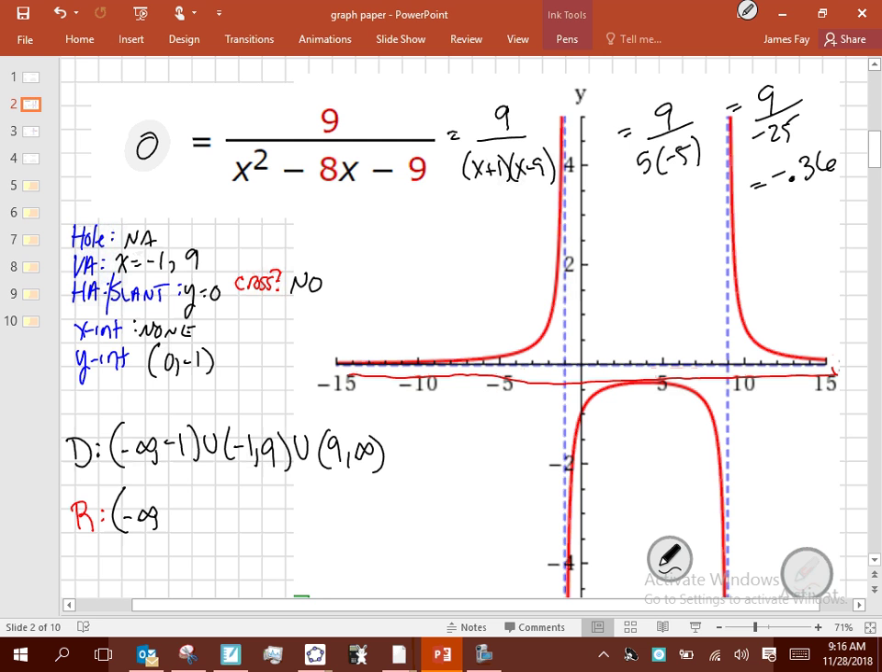Okay? Now, here's the thing. They ask you to go through and round to the nearest tenth place. So what's the nearest tenth place? It's negative 0.36. Negative 0.4, okay? So negative 0.4 would be what I'm looking for right here.